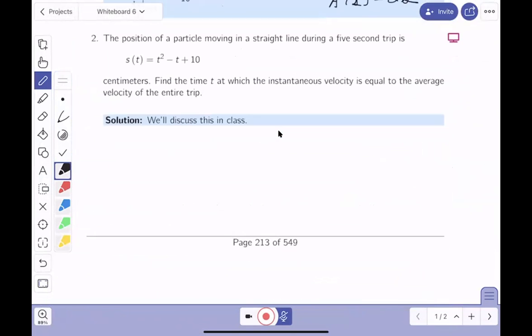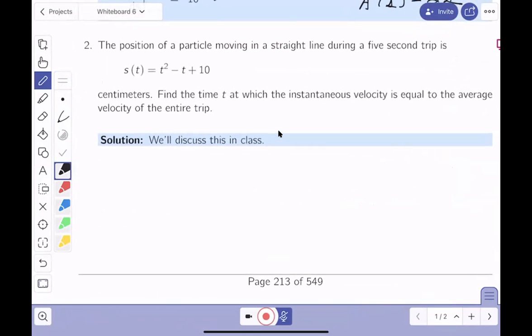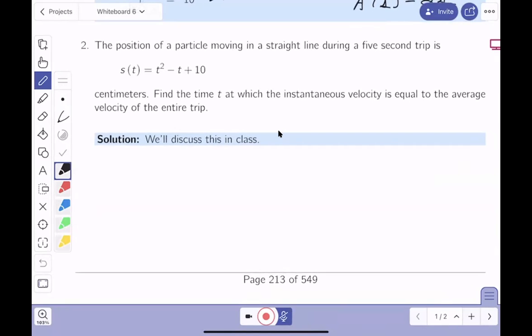All right. This one here, let's read it. And again, part of reading is understanding what the question is. So they say the position of a particle moving in a straight line during the 5-second trip is this over here. Find the time t at which the instantaneous velocity is equal to the average velocity of the entire trip. So, I got troubles here. And the troubles is, do I understand what I've read? So the trip here is going to be 5 seconds. So the time is going to be on the interval. And it says position of a particle in a straight line during a 5-second trip. So starting at 0 and going to 5.